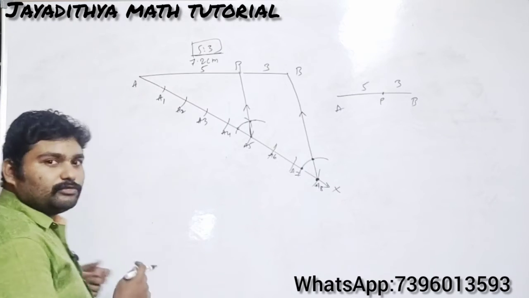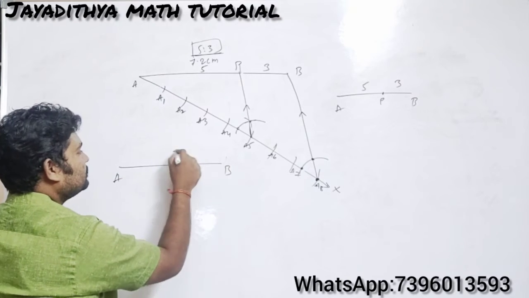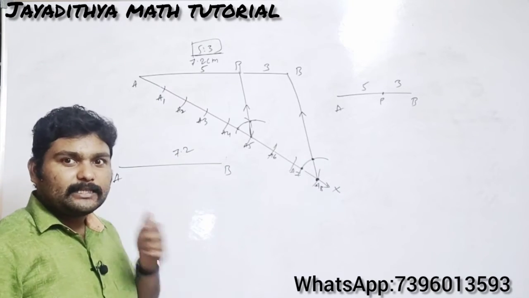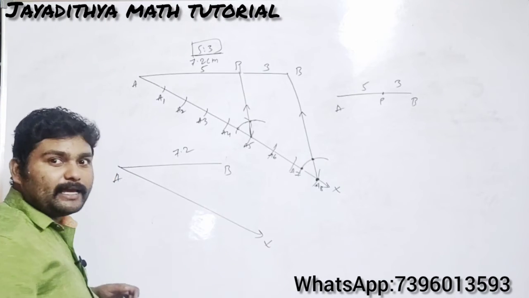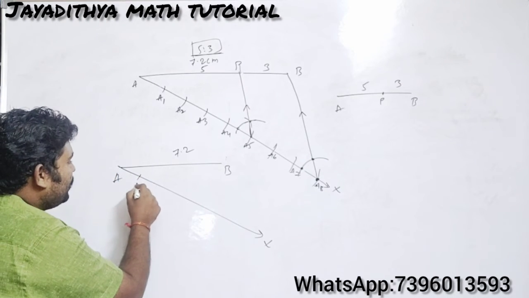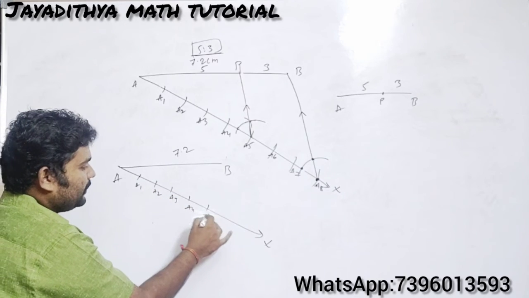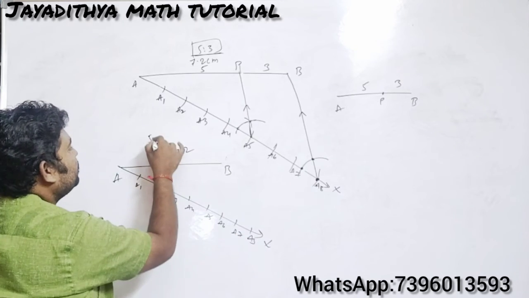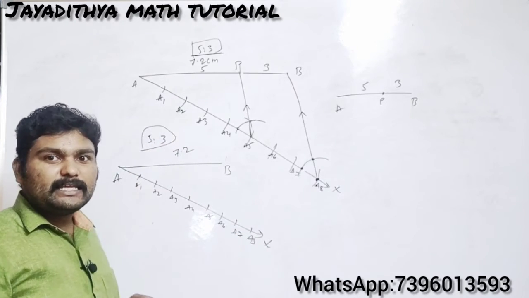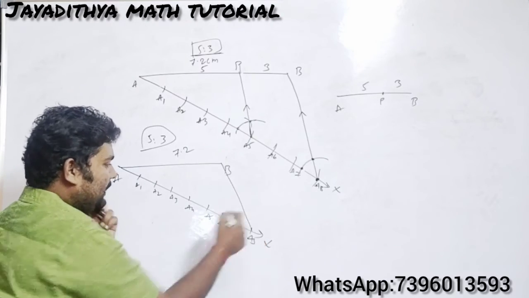Once again I will tell you roughly, you listen here. First of all, draw the line segment with the given measurements. I am taking it as 7.2, as in the question. After this, draw an acute angle, take this as AX, and mark the points A1, A2, A3, A4, A5, A6, A7 and A8. Why? Because you should divide in the ratio 5:3, and 5 plus 3 is nothing but 8. So up to A8 you need to draw. Join B and A8.